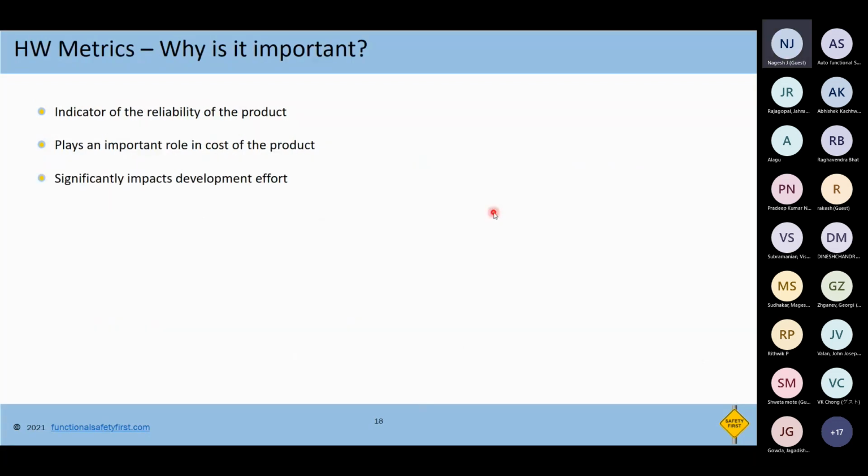Yeah. So now we talked about the hardware metrics, but why is that important for the technical safety concept? It becomes very critical because, even though it is an indicator of the reliability of the product, it significantly impacts the safety mechanism that you need to pick.